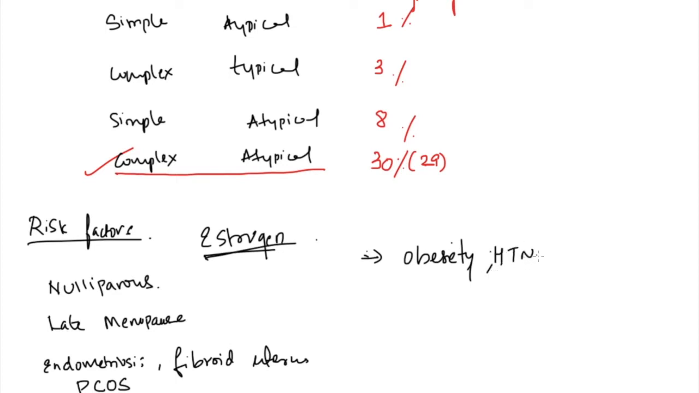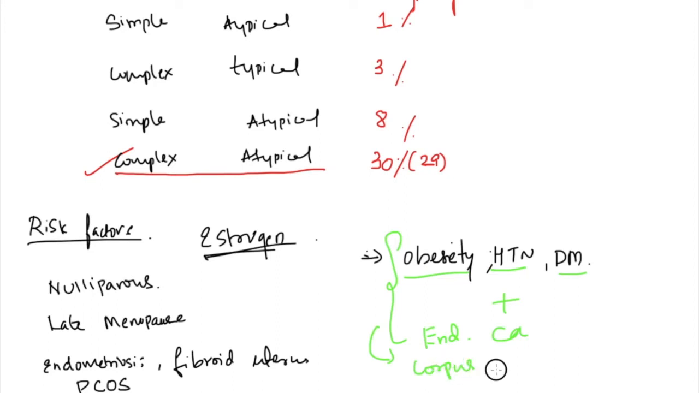Obesity, hypertension, diabetes. See, there is one condition here that needs to be remembered: obesity, hypertension with diabetes in a woman who has endometrial carcinoma. This is not hyperplasia, but I'm mentioning it right here. This is called corpus cancer syndrome.